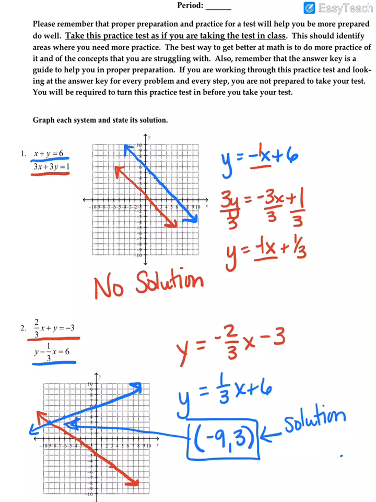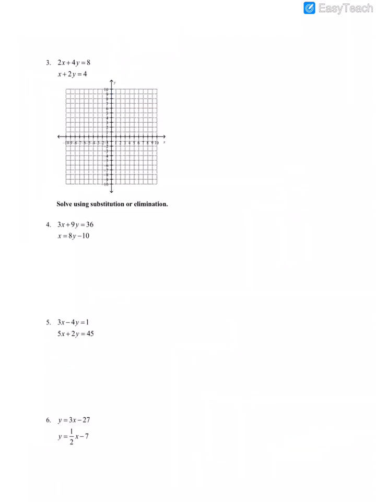All right, next page. Number 3. Again, I'm going to solve for y. Divide everybody by 4. Y equals negative 1/2 x plus 2. So I'm going to start at positive 2. My slope is negative 1/2, so down 1, right 2. Down 1, right 2.